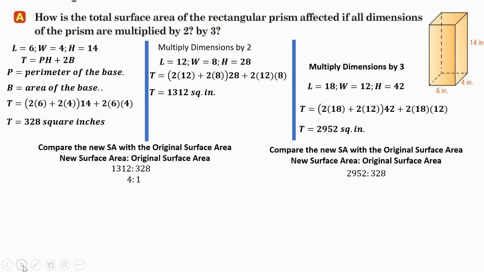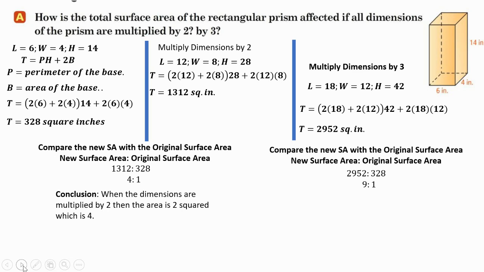When we compare the new surface area with the original surface area, when we multiply by 3, the new surface area compared to that would be written like this: 2,952 to 328. That comes out to be 9 to 1. What does all of this mean? Well, when the dimensions are multiplied by 2, then the area is squared, which is 4. When the dimensions are multiplied by 3, then the area is squared, which is 9.